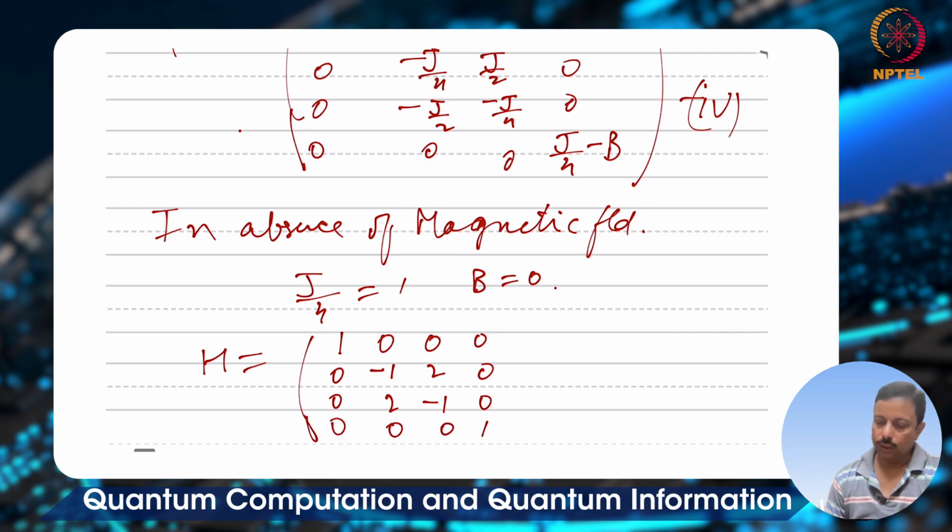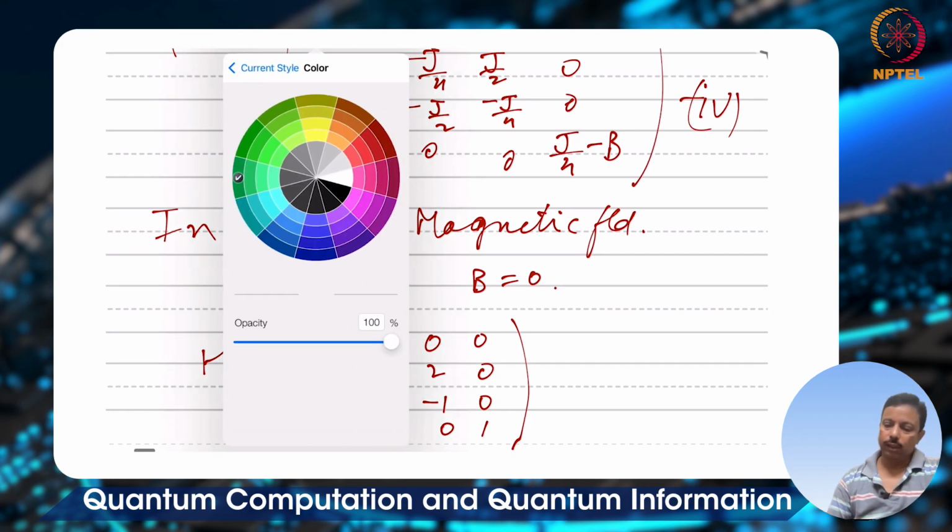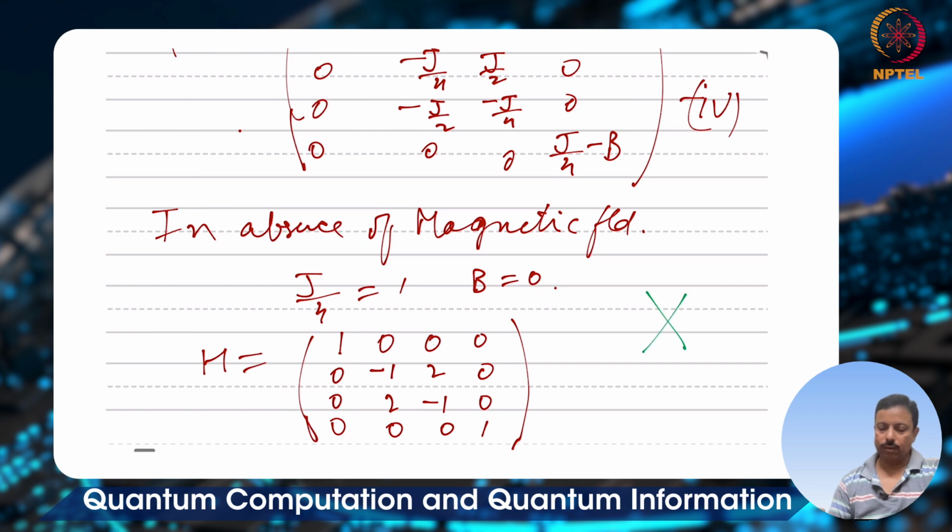Now notice that this has an X type structure, which means the elements are here, here, here, here, and here, here, here, here. Now I will draw something called a block diagonal form. So this matrix has a block diagonal form.